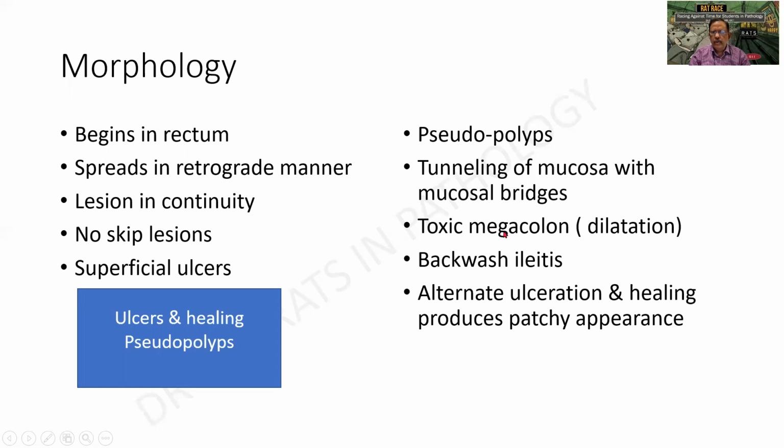Toxic megacolon, or dilatation due to the weakness of the colonic wall. Backwash ileitis, as we had mentioned earlier: from the colon, it goes into the ileum. And alternating ulceration as well as healing processes can produce patchy appearances. This gives a false picture of a skip lesion. So the important things will be the types of ulcers and the healing as well as the pseudopolyps.